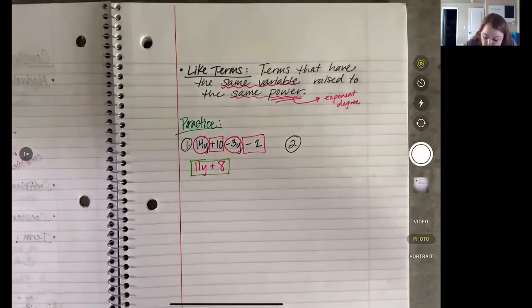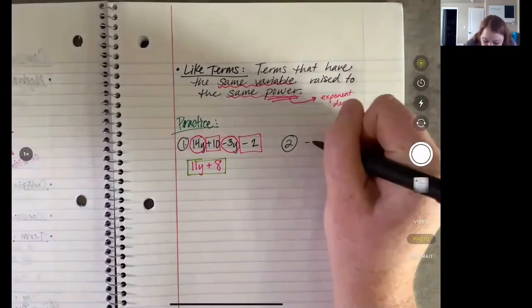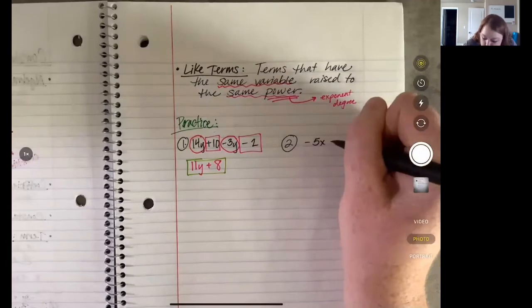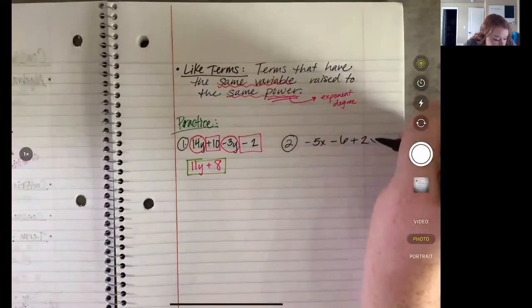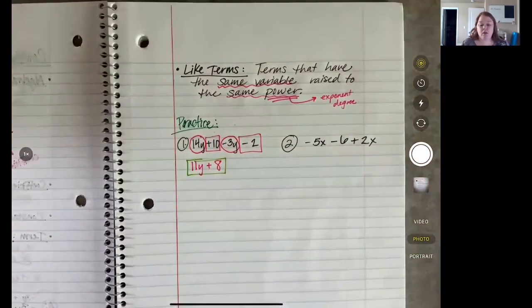Number 2, negative 5x minus 6 plus 2x. Pause, check your answer. Here we go.